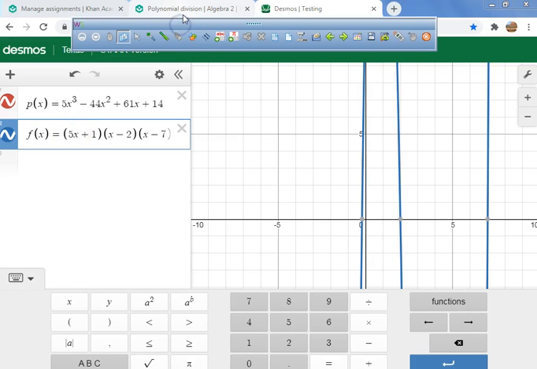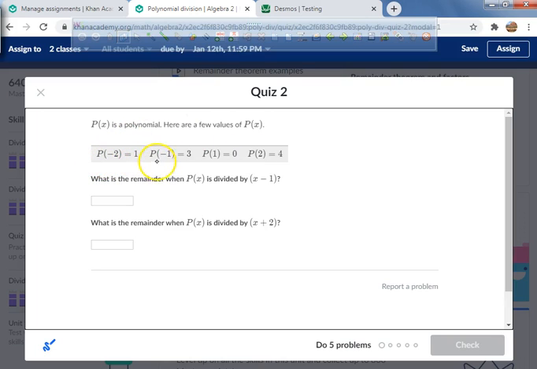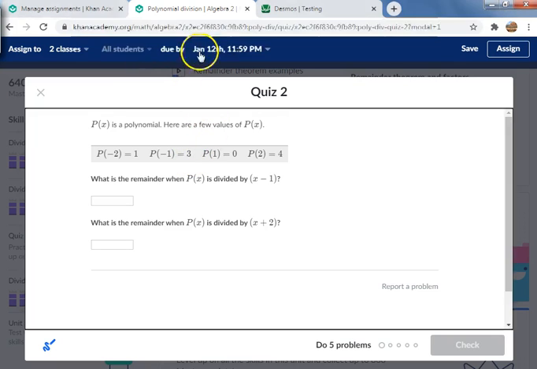All right, so now that we've done that, I'm going to go ahead and start working on the quiz. Now, on the quiz, we have different function notation here. It says p of negative 2 equals something, p of negative 1 equals something. So we're going to show you how easy this is, okay?